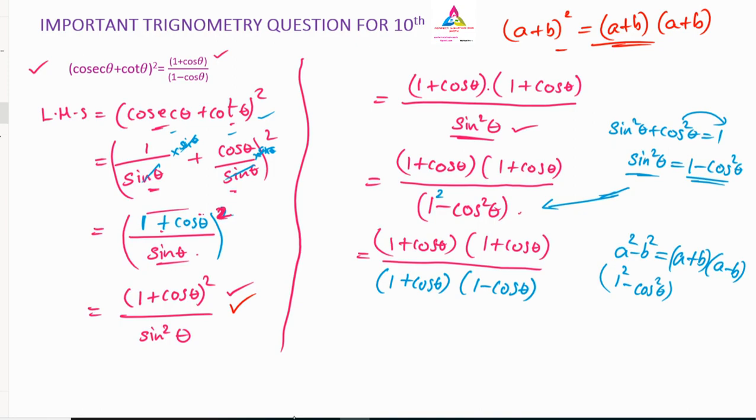So you may ask how 1 square came here. So 1 square is nothing but 1. That 1 can be written as 1 square, 1 cube, 1 raised to 4, as much as you want.